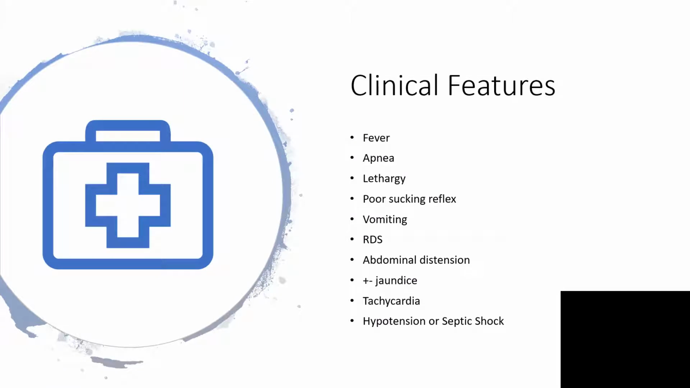What are the clinical features? The clinical features of pneumonia generally are non-specific. It could be fever, apnea, lethargy, poor sucking reflex, vomiting, respiratory distress syndrome, abdominal distension, with or without jaundice, heart is racing, tachycardia, hypotension, or because of possible sepsis, coming down with septic shock, they have hypotension.